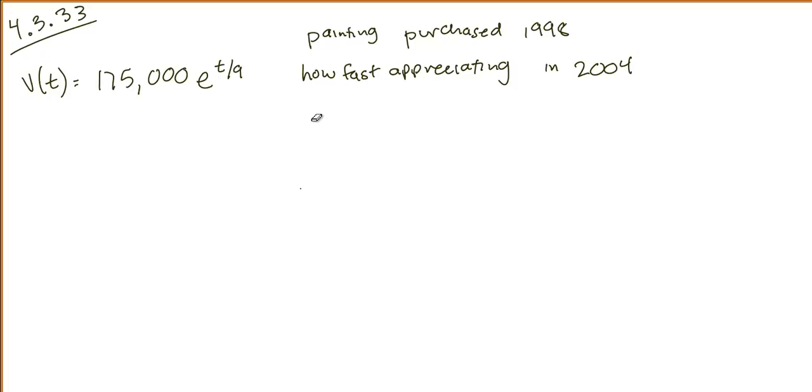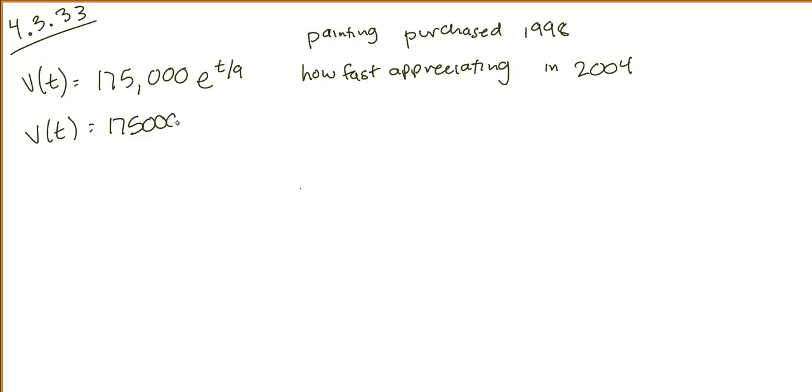Or in this case, we could say how much is it changing per year. Anytime we're talking about how fast something is changing, that sounds like the derivative. So let's just find the derivative. Before I do that though, I might rewrite my original equation just to make it a little bit easier.